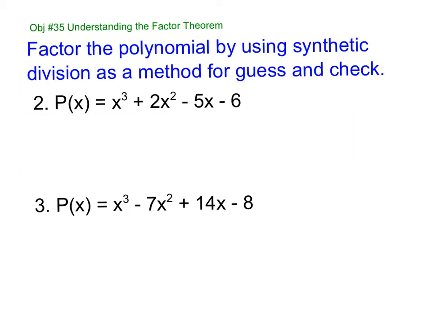Okay, so number 2. Again, we're going to be using synthetic division to guess and check. So the first thing we're going to do is write down what are all the things that multiply to 6, divide into 6. So we have 1, we have 2, we have 3, and we have 6. But here's the thing, plus or minus. So we have up to 8 things that we can check, right? It's not going to take us 8 times, I promise.